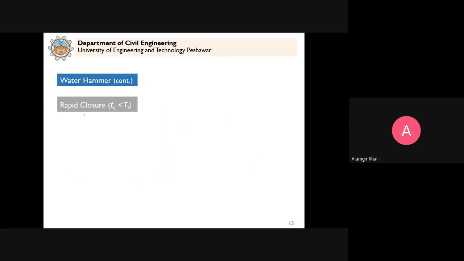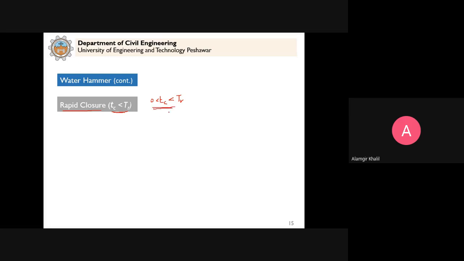Okay. Now we consider the real cases. Clear? So we consider the rapid closure. In the rapid closure, the time of closure is greater than 0 but it is less than Tr, the round trip of the pressure wave. So this is called the rapid closure. In this case, previously what was Tc? Equal to 0, but here 0 is less than Tc and it is less than Tr, the round trip of the pressure wave. This is now the situation.